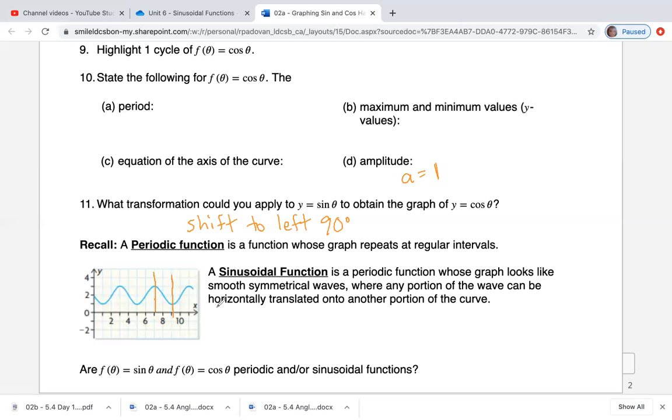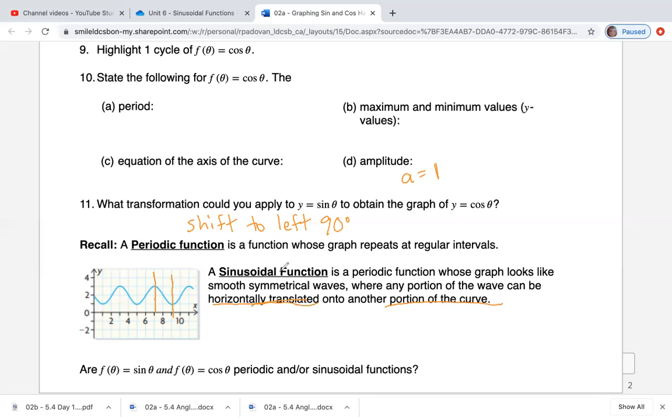Also, the horizontally translated onto another portion of the curve, that just means, again, if you were to take a piece of paper and cut or rip this, if this whole thing was a piece of paper and you ripped it in half and took this piece and put it on top, they would line up with each other perfectly, right? So then what it says is, is the sine of theta and the cos of theta periodic? And is it sinusoidal, or is it periodic, or is it one or not the other?